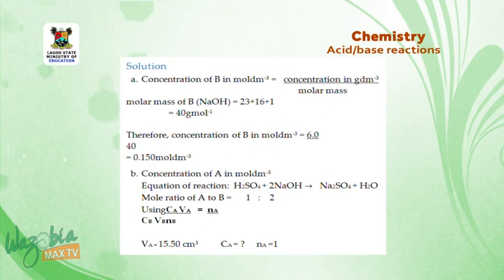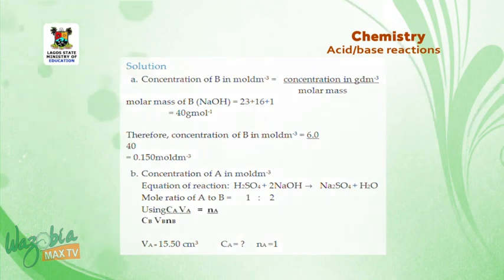B. Concentration of A in mole per dm cube. The equation for the reaction is 1 mole of H2SO4 reacting with 2 moles of NaOH to give 1 mole of Na2SO4 and 1 mole of H2O. From the equation of reaction, the mole ratio of acid to base is 1 to 2. Since we know the concentration of B in mole per dm cube, we can calculate the concentration of A in mole per dm cube using CaVa over CbVb is equal to Na over Nb.